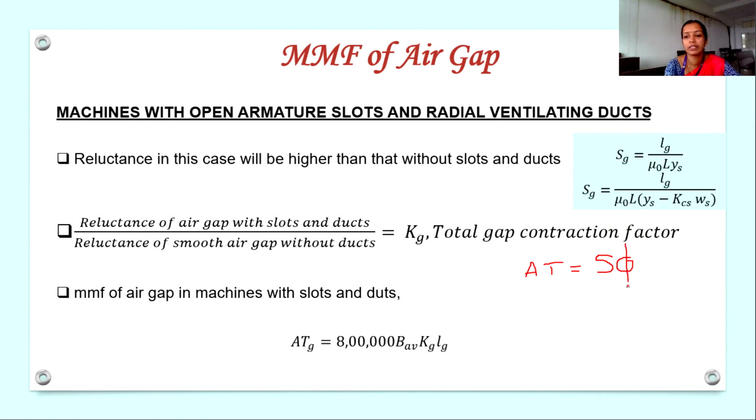MMF is equal to S into phi. MMF is directly proportional to the reluctance. So in case of smooth air gap, let us assume that the reluctance is S. And in case of air gap with the slots and ducts, the reluctance becomes kg into the reluctance of smooth air gap without duct.